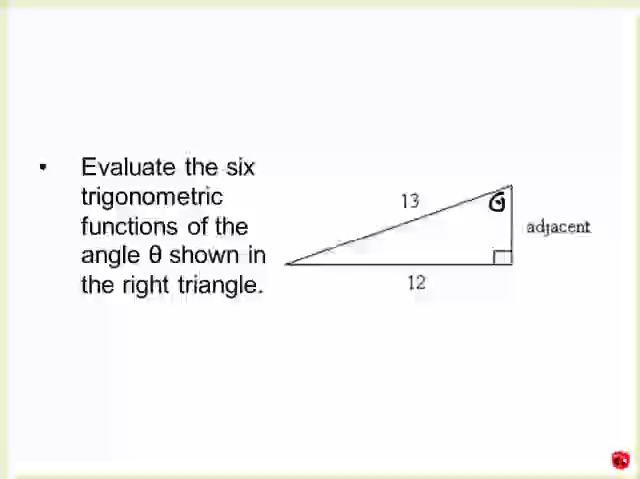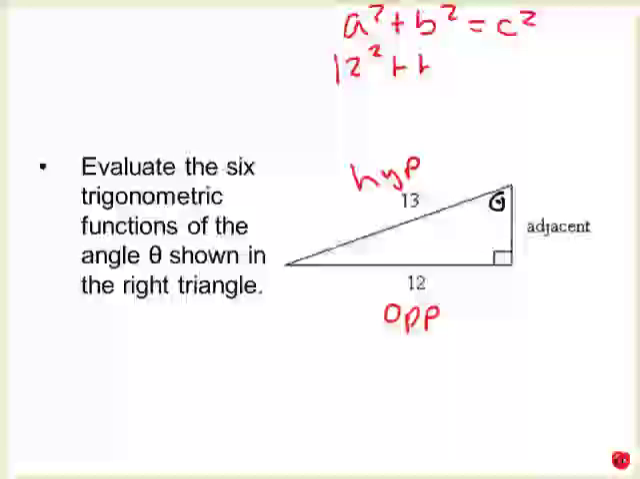Okay, so the first thing we need to do is label the sides according to the relationship with theta. So adjacent is already labeled. 13 is the hypotenuse across from the right angle, and 12 is the opposite across from the angle that's labeled theta. Then we need to find out how long all of the sides are. For that, we use our Pythagorean theorem. And it's important that C is always the hypotenuse. So in this one, we would say 12 squared plus b squared equals 13 squared.